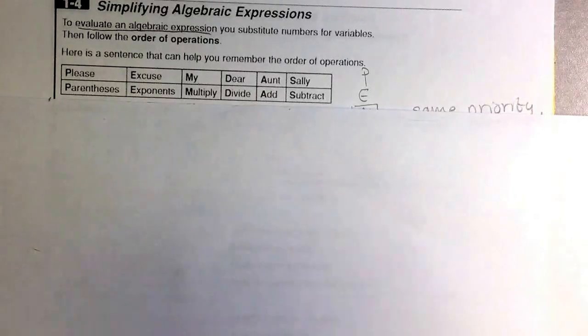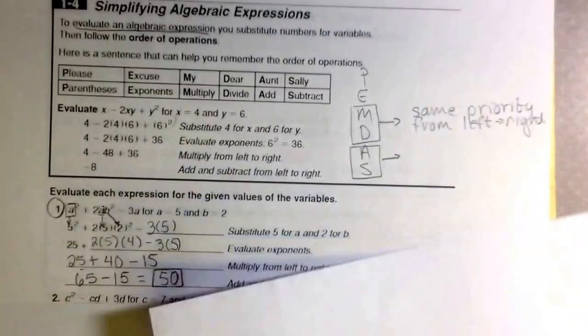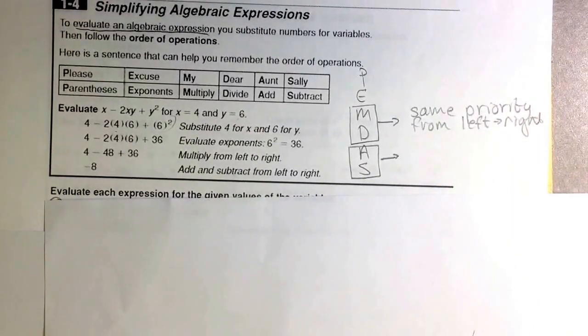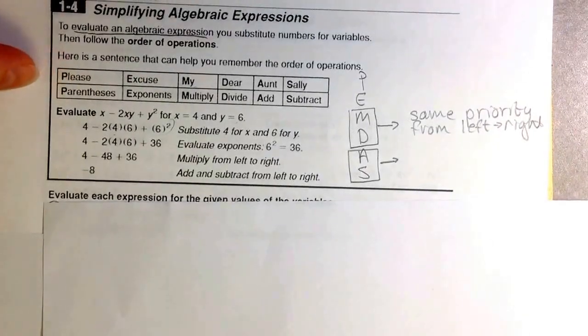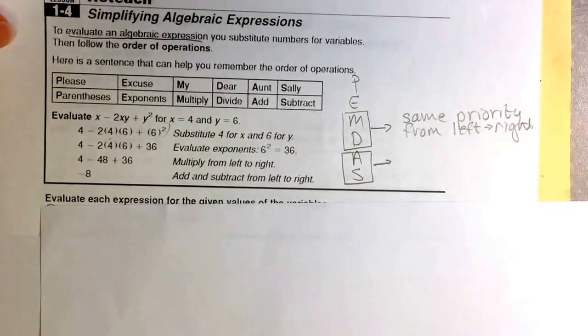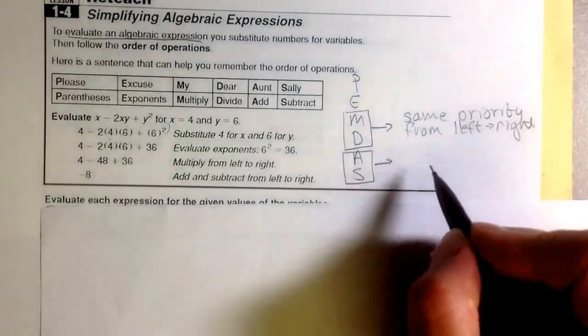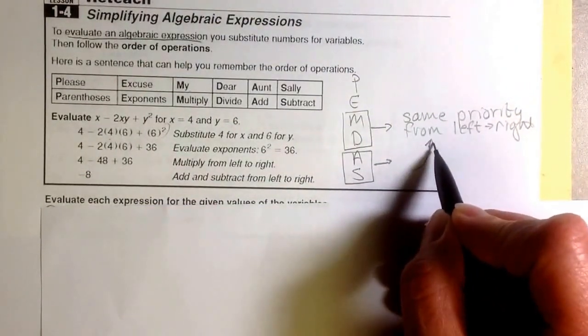You can use this sentence to remember, please excuse my dear Aunt Sally. Some people may just say PEMDAS. So if you write that off to the side, PEMDAS, I want to make sure you understand that multiplication and the division have the same priority when you read from left to right. So if you have something where you have division first and then multiplication, whatever order it's in, go from left to right. And then addition and subtraction, it's the same thing, same priority from left to right.